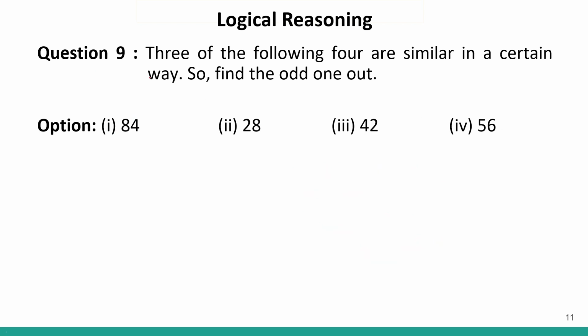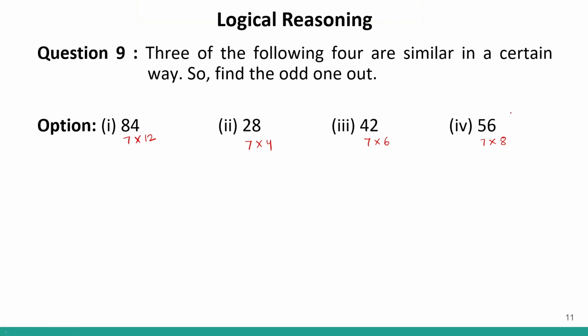Now, question number 9. So in question number 9, we have 84, 28, 42 and 56. So if I look over here, 28 is basically 7 into 4, correct? 42 is how much? 7 into 6. 56 is 7 into 8. And 84 is 7 into 12. Correct? So each and every one of these is a multiple of 7. So this is not the logic that is being used.